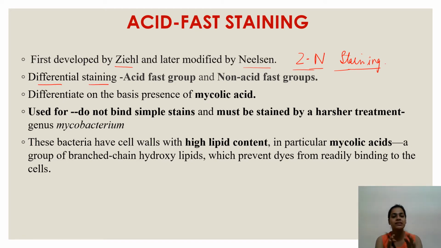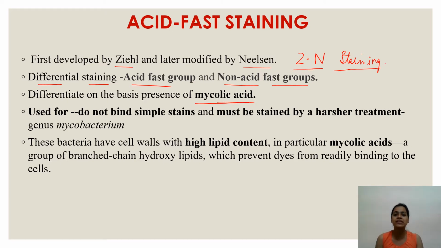Differential staining means a staining which will help us to categorize organisms into two or more different categories. So here we are going to divide the bacteria into two categories. One is the acid-fast group and the other is the non-acid-fast group. This staining procedure differentiates between the two groups on the basis of the presence of mycolic acid in the bacterial cell wall.